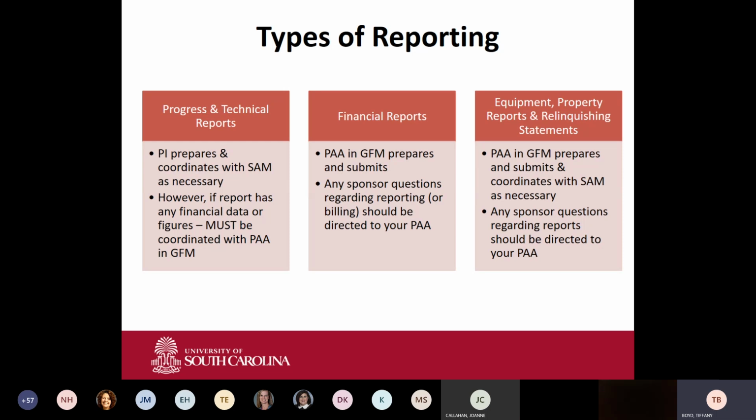And then the last type of most common reporting are equipment and property reports and relinquishing statements. So the PAA also prepares those, and we submit and coordinate with SAM as we need to prepare those. And again, any questions that you may receive regarding those types of reports, loop in the PAA.